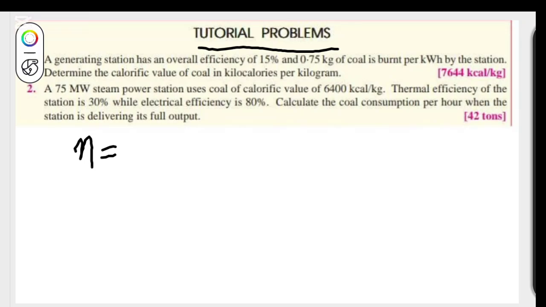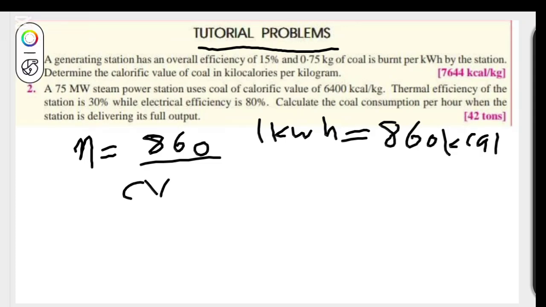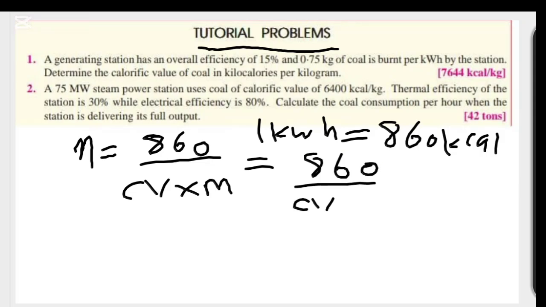overall efficiency, which is the same thing as 860. You have to take note that 1 kilowatt hour is the same thing as 860 kilocalories. So I have to divide it by the calorific value multiplied by the mass. This is the same thing as saying 860 divided by the calorific value multiplied by the mass. The mass is 0.75.